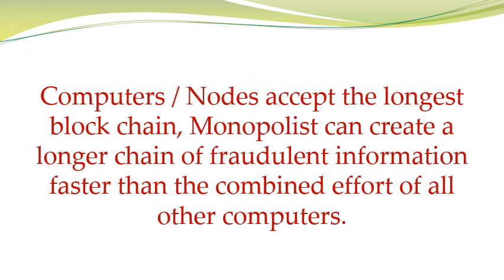In proof of work, computers or nodes accept the longest blockchain. So in the proof of work mechanism, the nodes accept the longest blockchain, and a monopolist can create a longer chain of fraudulent information faster than the combined effort of all the other computers, because all other computers don't have a powerful, high performance computer. So this is the problem associated with the proof of work.